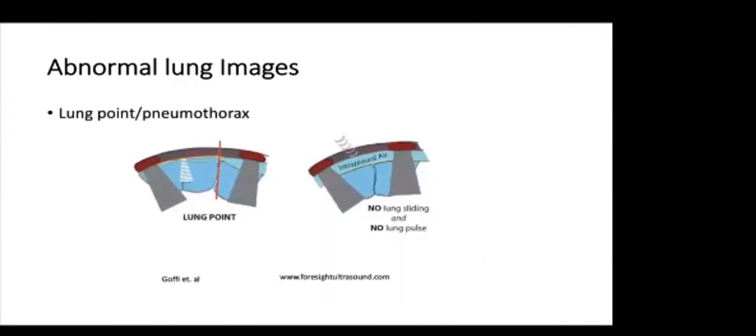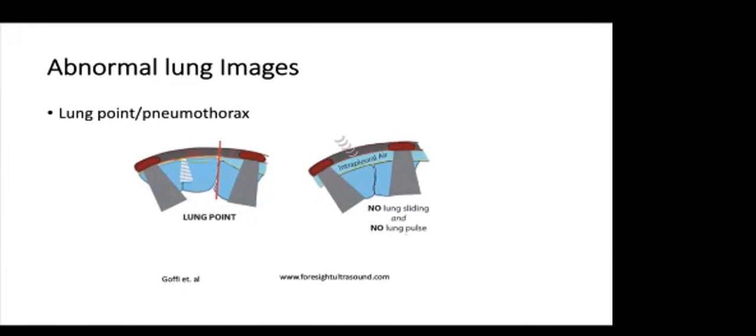Lung point is the point in a view where a normal pleural pattern transitions to an intrapleural air pattern. We can see that on the left image, when the space between the red and yellow lines gets wider. It confirms the diagnosis of pneumothorax. In the right image, we have the image of one intercostal space where pneumothorax is fully present. In that situation, lung sliding and lung pulse are absent.